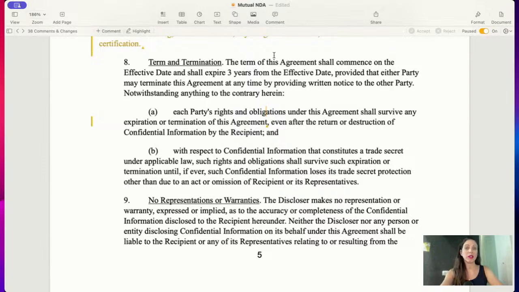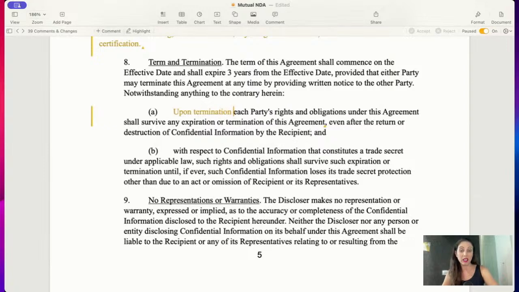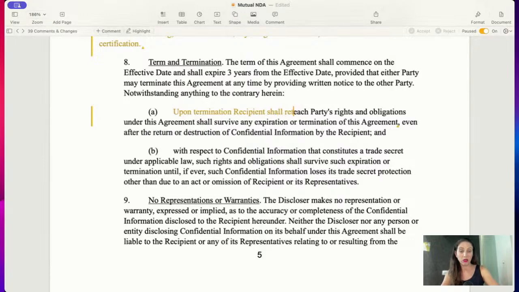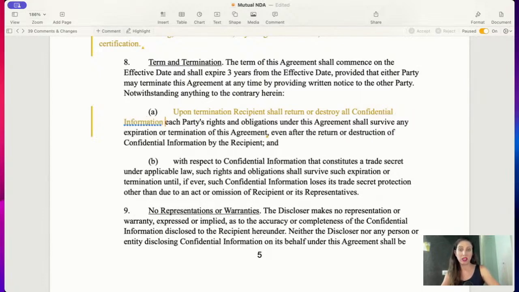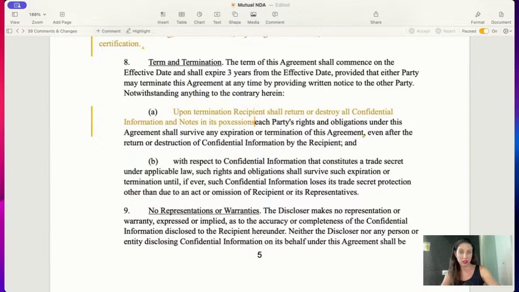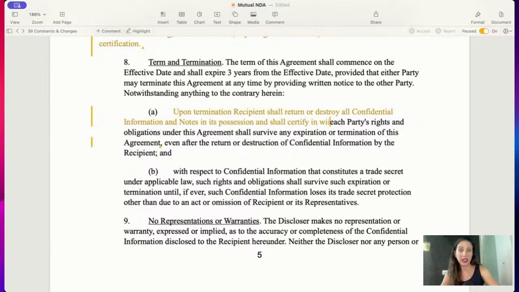Provided that either party may terminate this agreement at any time, upon termination, recipient shall return or destroy all confidential information and notes in its possession. By the way, most NDAs don't separate notes from confidential information. It's usually just all in one definition. Shall return or destroy all confidential information and notes in its possession and shall certify in writing.